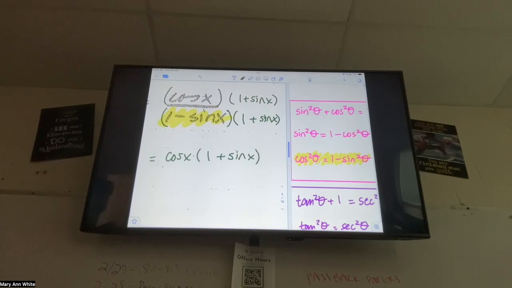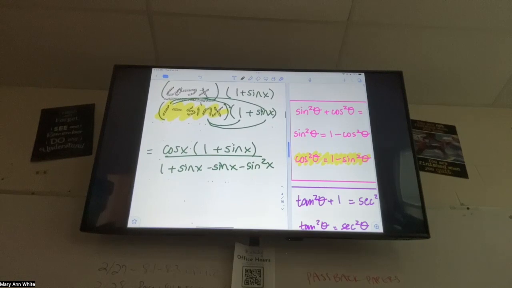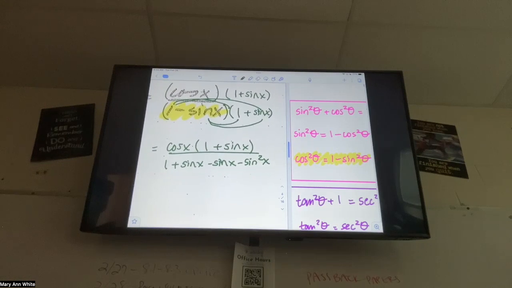But let's do the bottom, which again, you still might not be convinced on what I'm doing and why I'm doing it. 1 times 1 is 1. 1 times sine is going to be sine. Negative sine times 1 is minus sine. And then negative sine times positive sine is negative sine squared x. Now you might have skipped this middle step because what am I about to do? Cancel those sines in the middle. So those are going to cross out. You could have skipped that step and gone directly to cosine of x times 1 plus sine all over 1 minus sine squared.